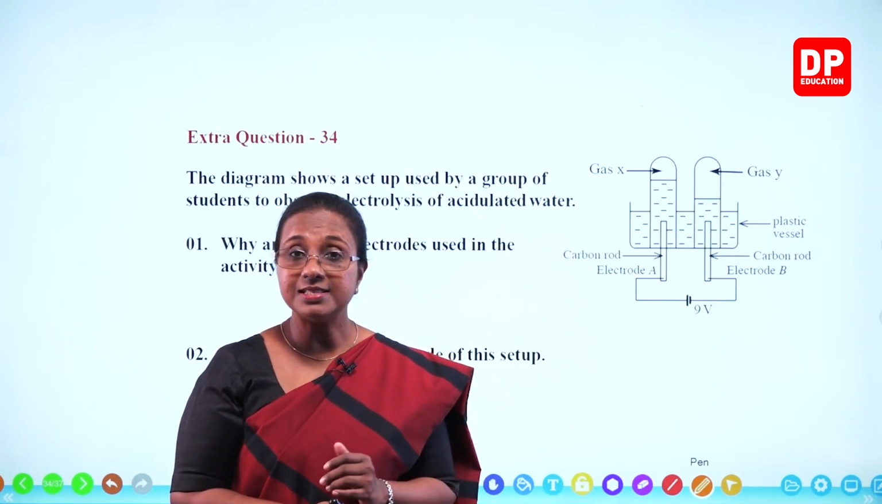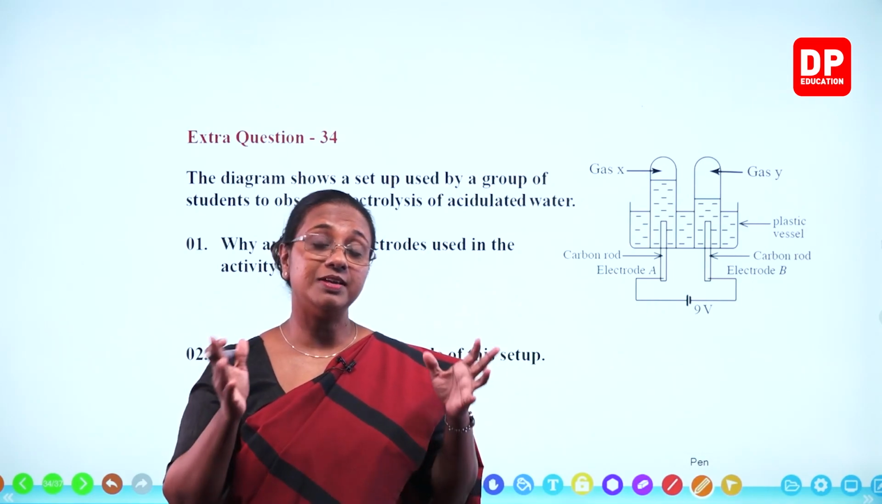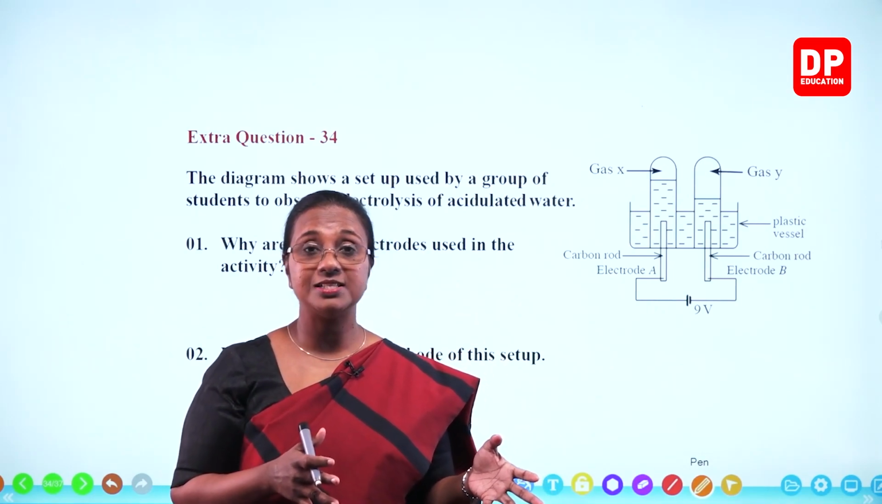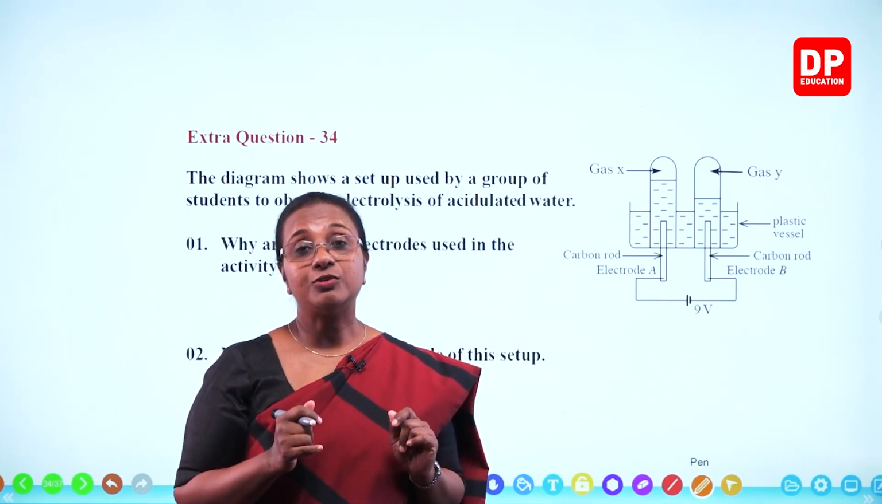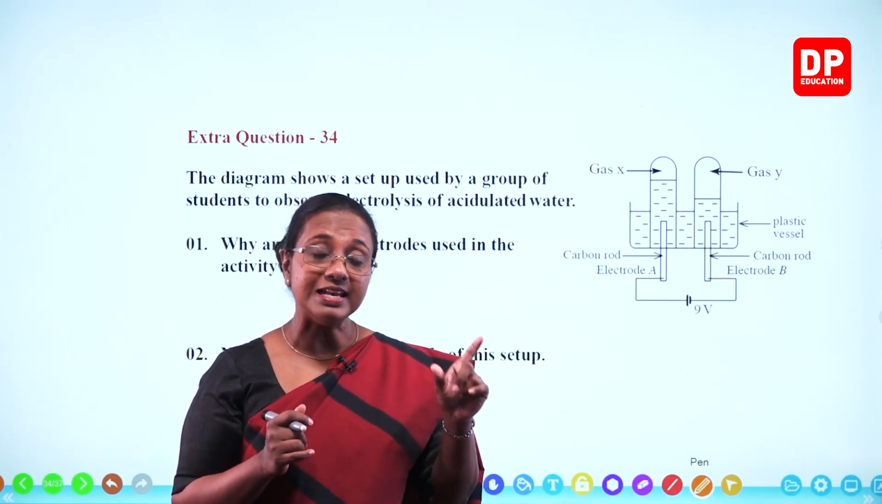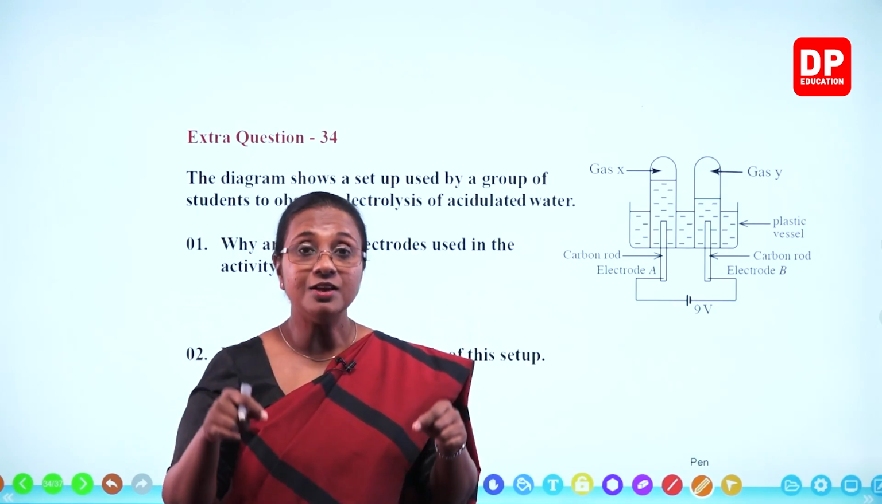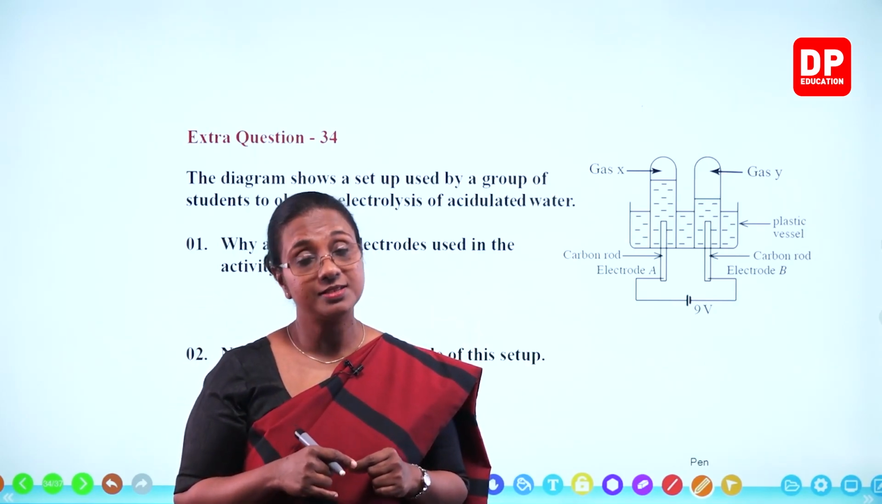Why? In other cells, what do we do? We take a beaker, we take the electrolyte solution into it, and then we connect the two electrodes using the connecting wires and the power supply, and we dip the electrodes into the solution.